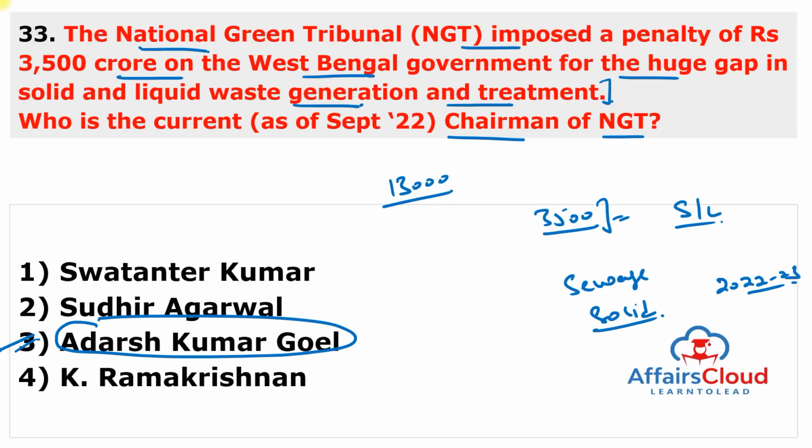So this is West Bengal government, penalty is 3,500 crore imposed by National Green Tribunal. Why did they impose it? Because West Bengal government is not meeting a target of solid and liquid waste generation and treatment. And who is the chairman? Chairman is Adarsh Kumar Goyalji.